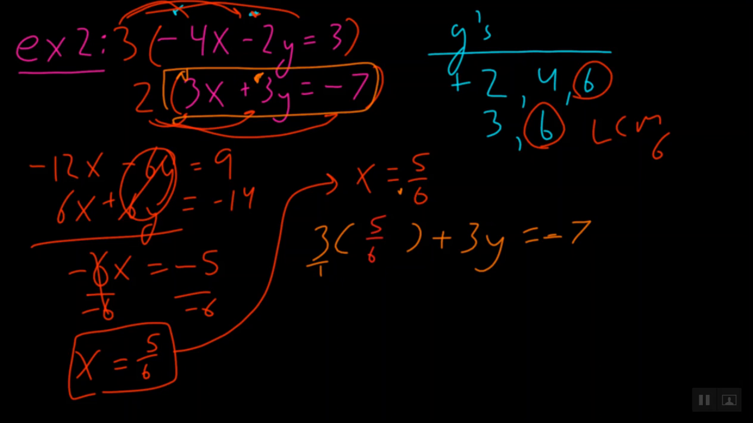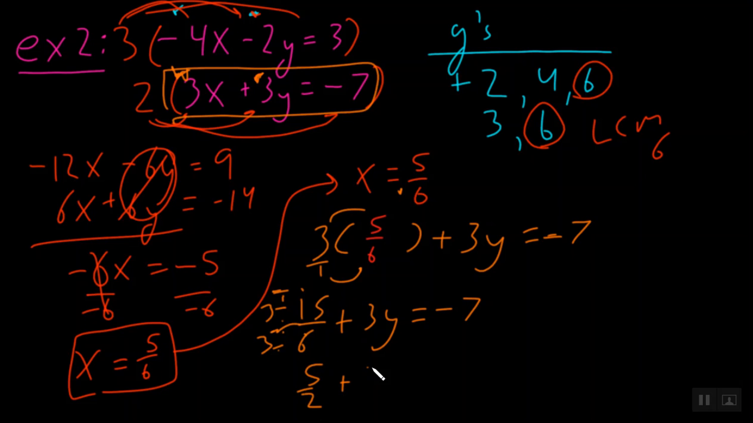Now let's go ahead and multiply this out. So I got 3 times 5, which is 15 on top. On the bottom, 1 times 6, which is 6, plus 3y equals negative 7. Now notice something here. 15 over 6 can be reduced. Both of these can be divided by 3, which is why that 3 was so nice right there. Since they can both be divided by 3, we get a smaller number. So 15 divided by 3 and 6 divided by 3 will give me 5 over 2 plus 3y is equal to negative 7.